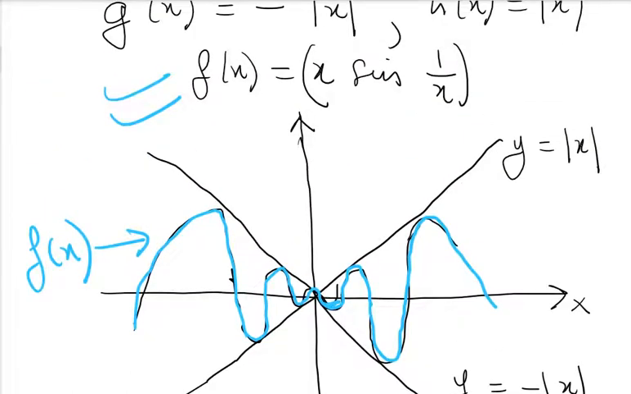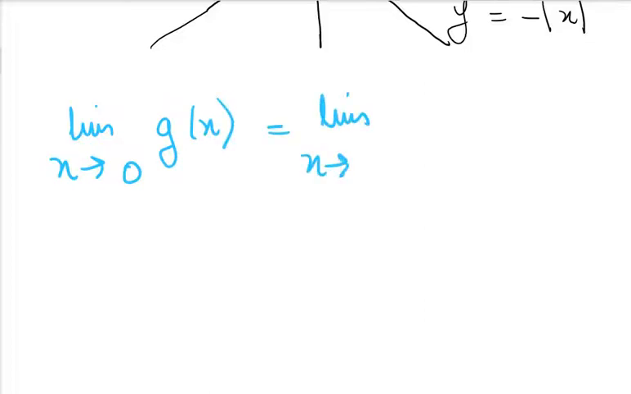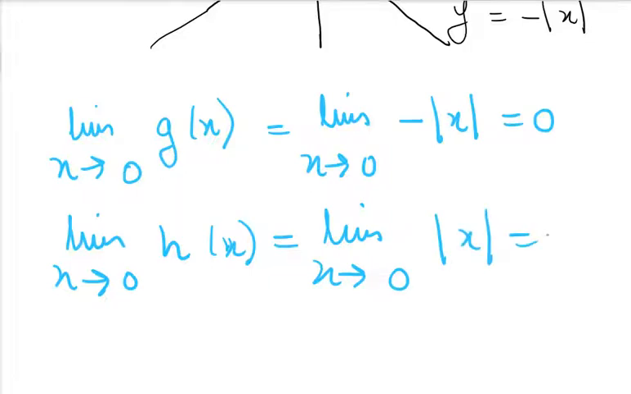Of course, x tending to 0, you can see the origin point here, so we will definitely take x tending to 0, okay, so let's start now. So limit x tends to 0, g of x is equal to limit x tends to 0 minus mod x, which is 0. Again, limit x tends to 0 h of x is equal to limit x tends to 0 mod x, which is 0.